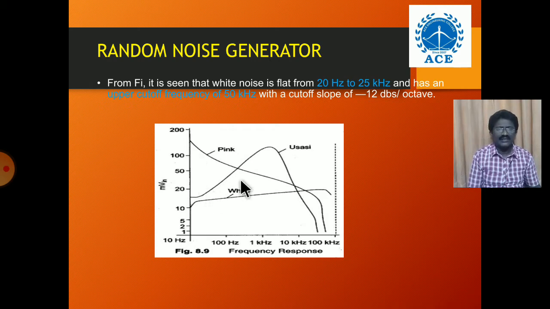So USASI noise simulates the energy distribution of speech and music frequencies, and is used for testing audio amplifiers and loudspeakers. So this is the use of the USASI noise. So actually, in this figure you can observe the characteristics of the white noise, USASI noise and pink noise. You can observe it like this.